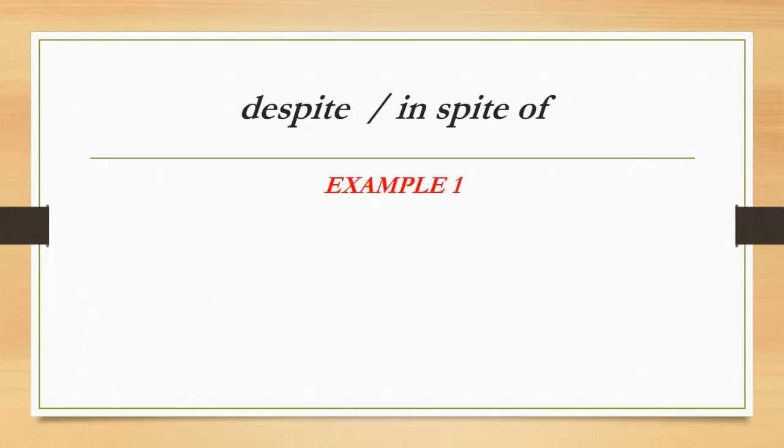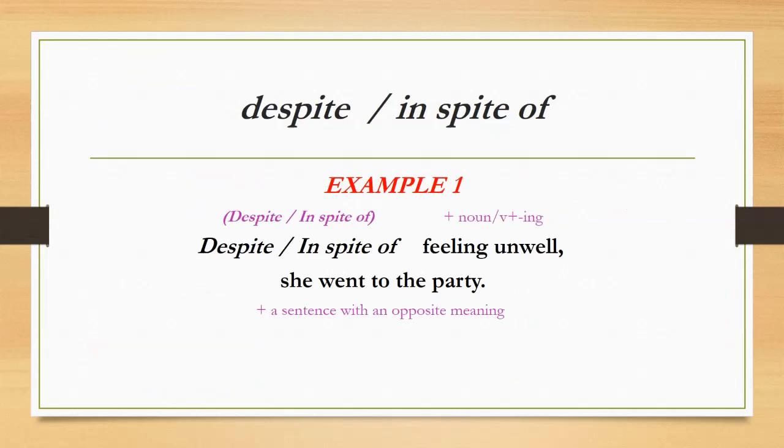For example, feeling unwell is the verb with ing form. She went to the party is a sentence with an opposite meaning. Despite or in spite of feeling unwell, she went to the party.